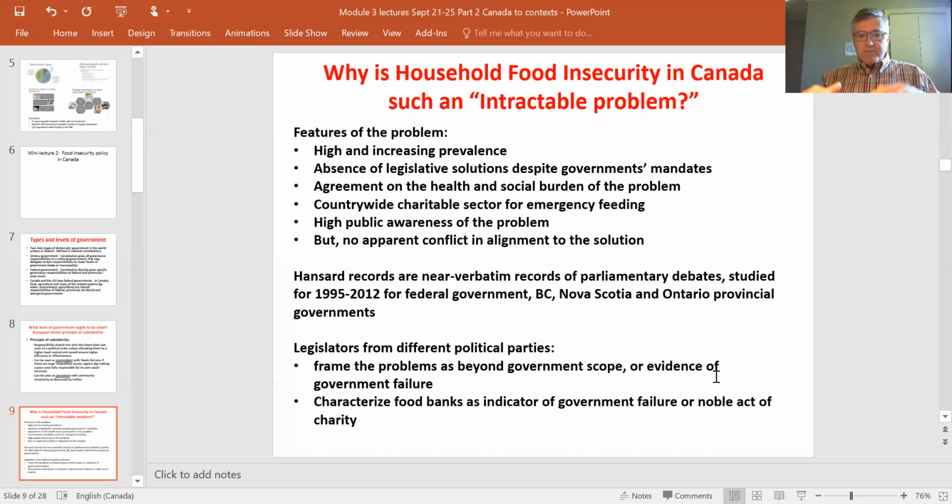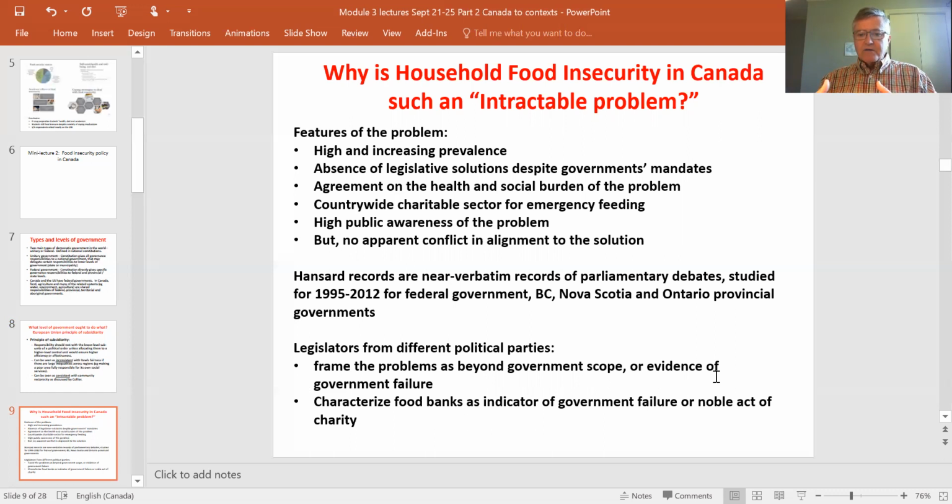So these are all features of an intractable problem. Usually if it's intractable, it means something is holding it back. That might be because different people are aligned differently to the problem. Some people would say this is a problem. Other people would say this is not a problem, or this is a completely different problem. You're looking at it in completely the wrong way, right? So what is the conflict which has led to gridlock in Canada?